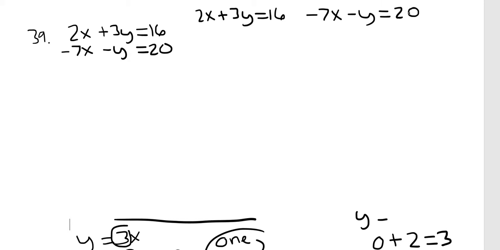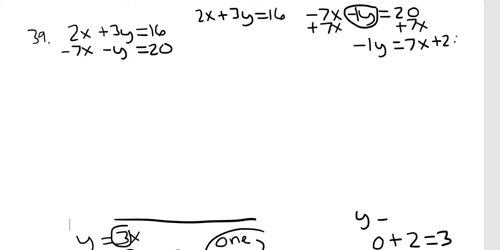Your next step is to solve one of the equations for one of the variables. Now, you want to make a smart choice here. You want to do something that is the easiest. So I would say solving for the y in this equation is probably going to be the easiest. So let's get the y alone in the second equation. So we add 7x: negative 1 times y equals 7x plus 20. This is negative 1 times y, so we have to divide everything by negative 1. And now we know y equals negative 7x minus 20.